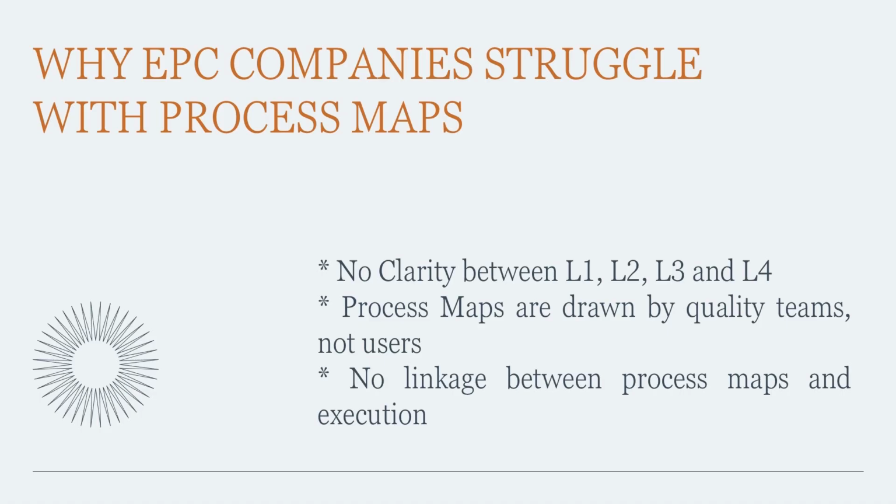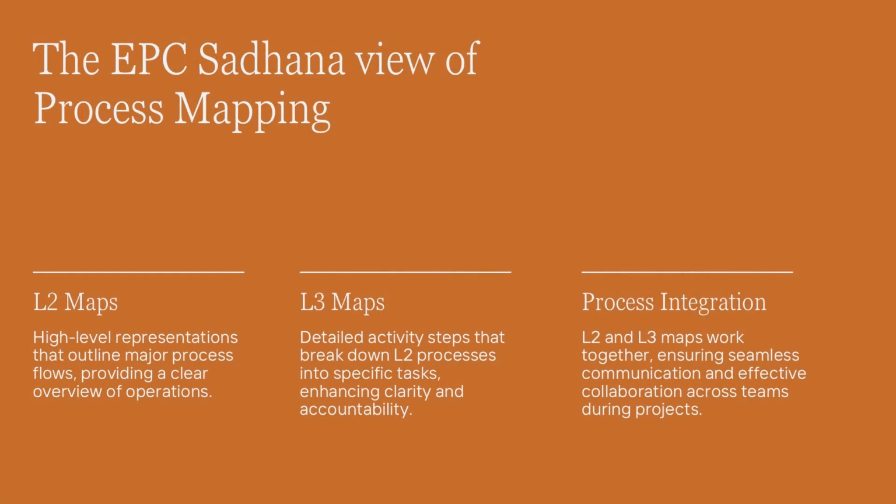And reason 3, no linkage between process maps and execution. What I mean, process maps are not linked to SOPs, work instructions, ERP workflows, KPIs. So they remain decorative diagrams. We have discussed the basics of L2 and L3 in our earlier episode, episode 5 of series 1. Before we go into the details of L2 and L3, let me make one thing very clear. A process map is not documentation, it is a thinking tool.